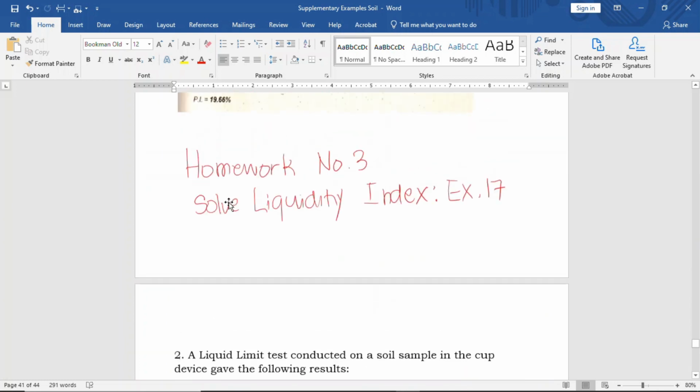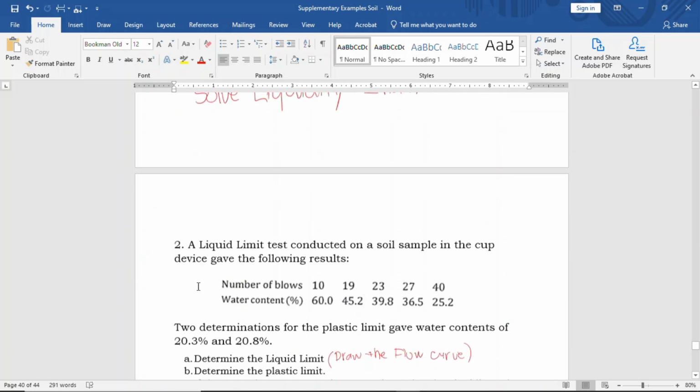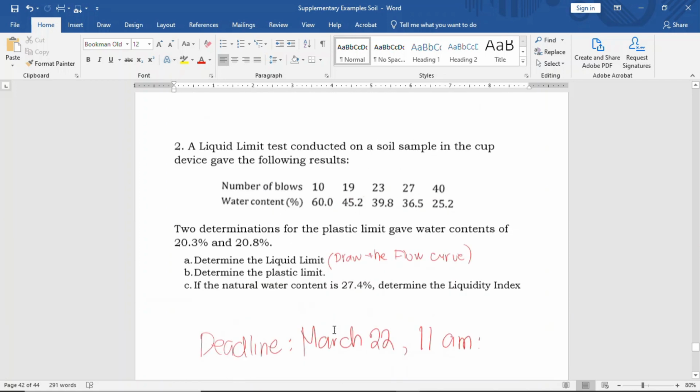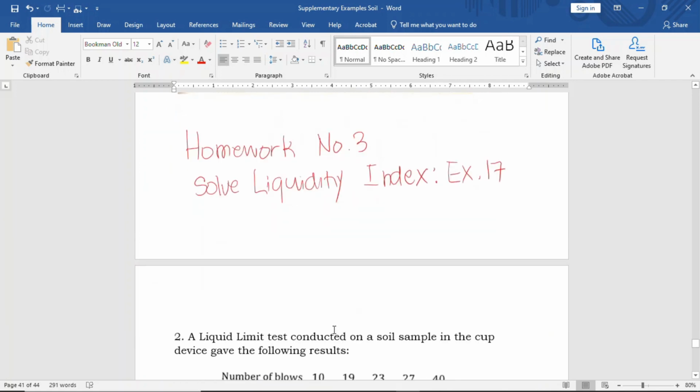So, yan yung homework natin, apat. 1 is the liquidity index. Pangalawa is 3 and 4. Madali lang yung sample natin. Madali lang ito homework natin. So, next topic natin is soil classification.